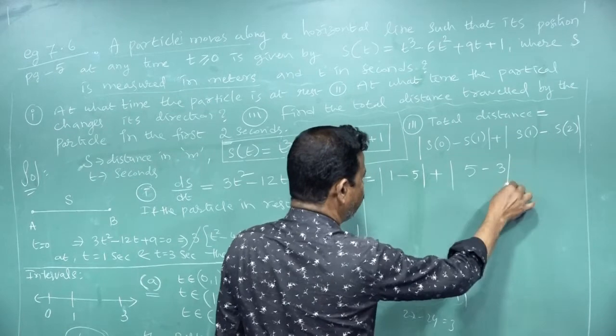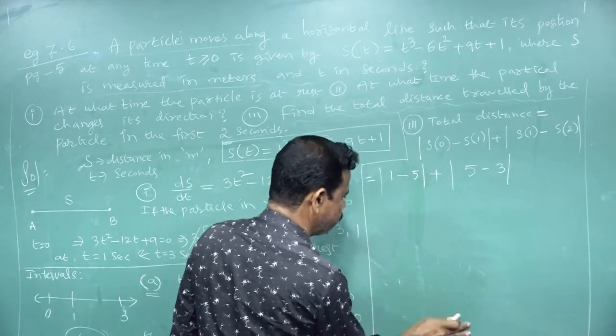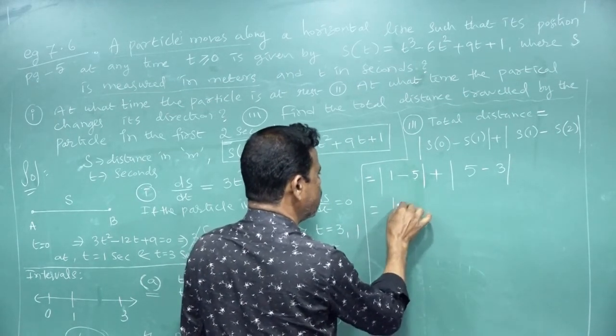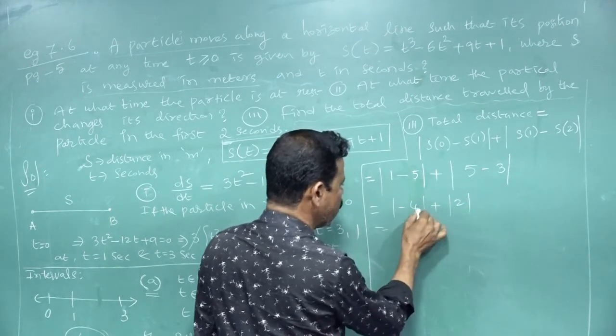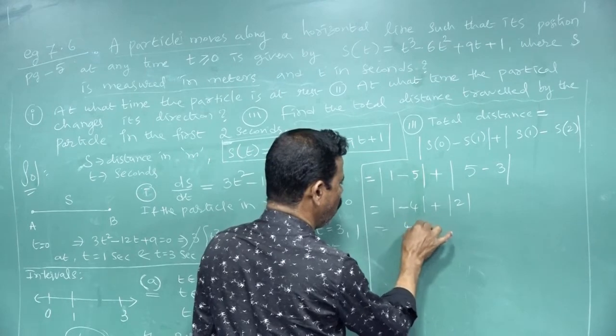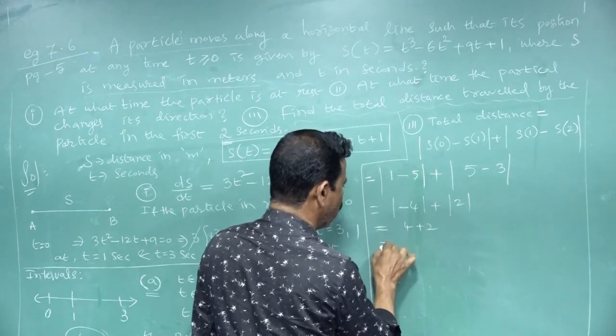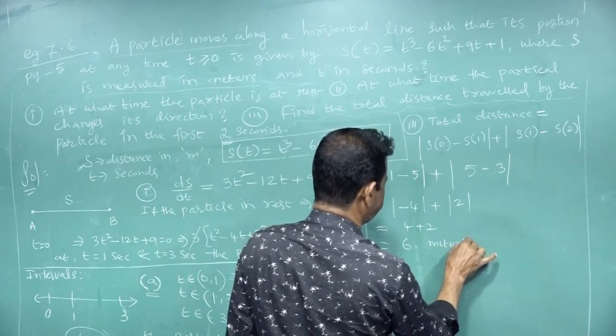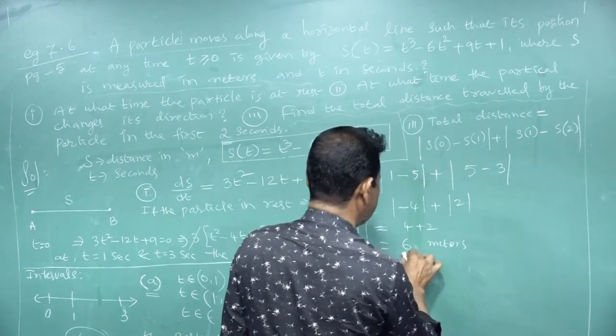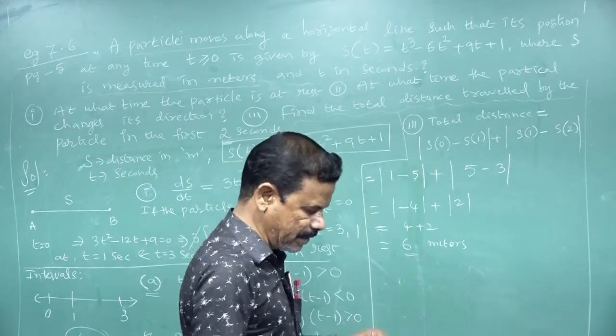This is 3. So after this, modulus of minus 4 plus modulus of 2. Modulus of minus 4 is taken as positive 4, plus 2, it is equal to 6. 6 what? Meters. Distance in meters. That's why 6 meters.